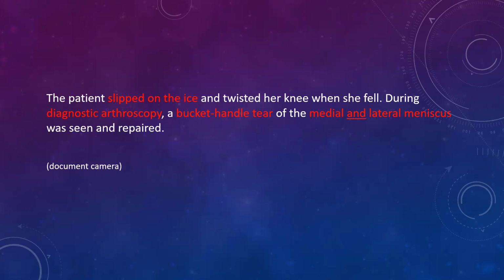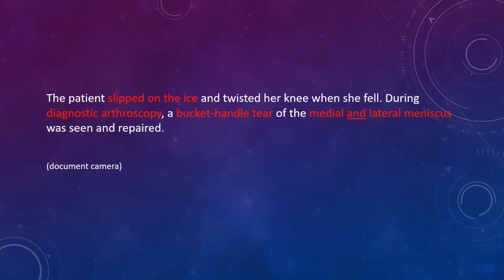So the first thing I've highlighted is slipped on the ice. That's going to let you know that we can use an external cause code. That's from our ICD-10-CM manual. And that is a code that will just provide us some extra information about how the patient sustained that injury. They are not always mandatory, but they are useful.